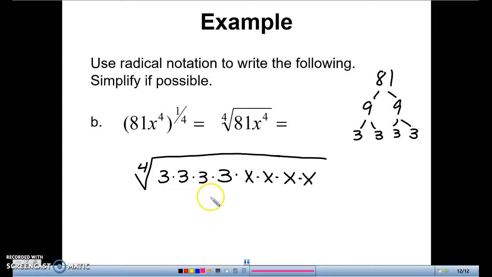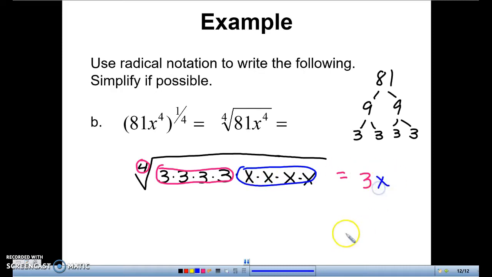Okay, now that I've got it in prime factorization form and expanded form on my variable, let's do this. This index says if you can group 4 of the same together, it comes out as a single. I grouped 4 of the 3's together, so 3 is the root of that. If I group 4 x's together, then x is the root of that. There's nothing left under the radical sign, so our answer is 3x.